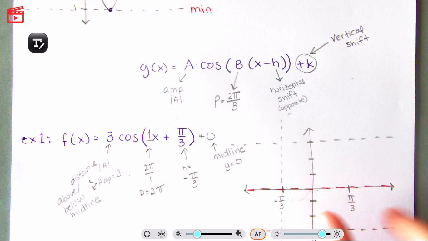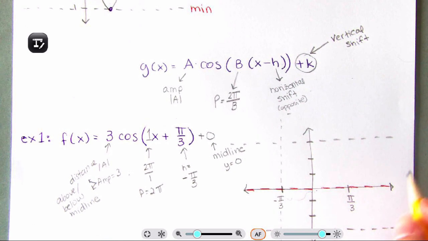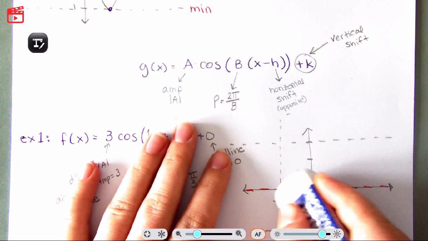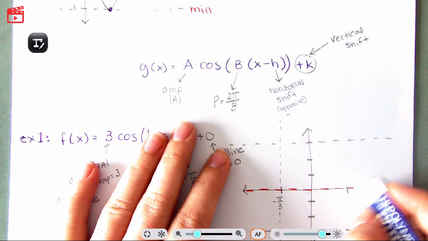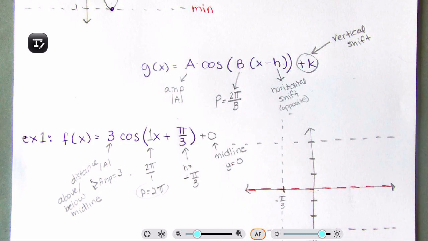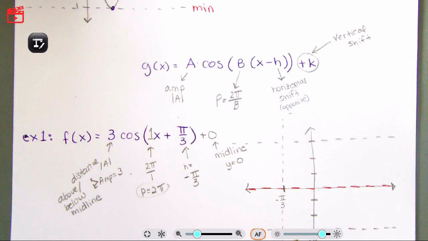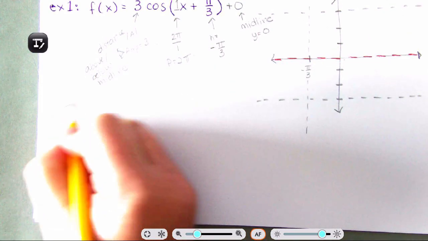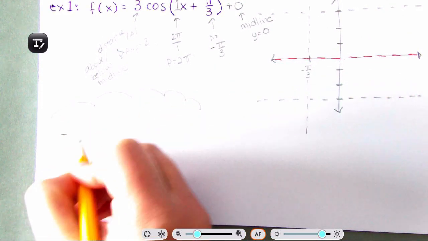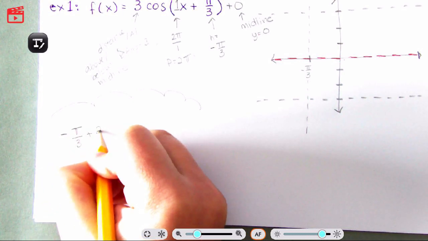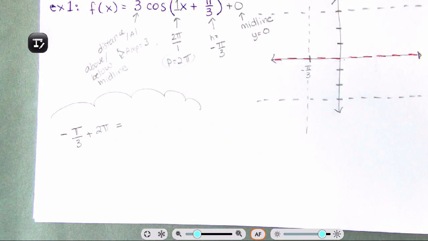So I know I need to condense it a little bit, but I'm trying to figure out my total distance to be 2 pi. So let's see if I can just use a thinking bubble and then figure this out. Let me shift this up so you guys can see what I'm doing. Thinking bubble down below. If I start out at negative pi-thirds and I need to go the distance of 2 pi, where will I end up?